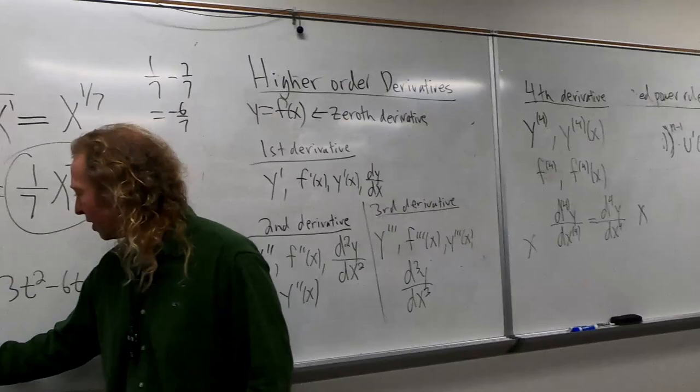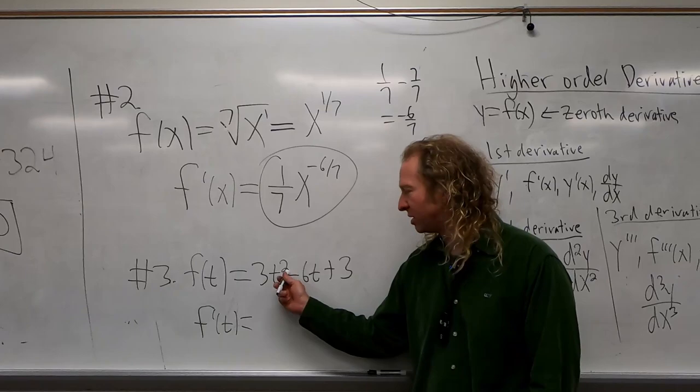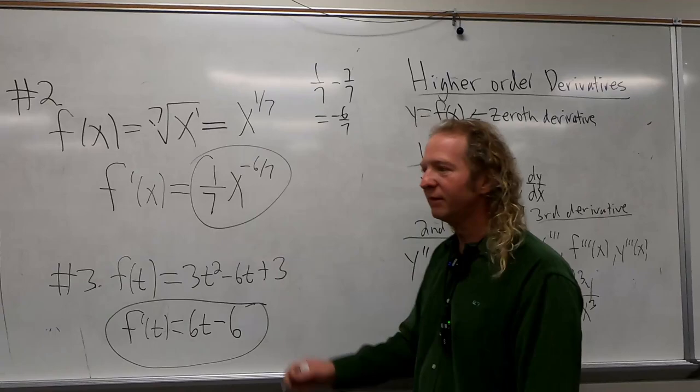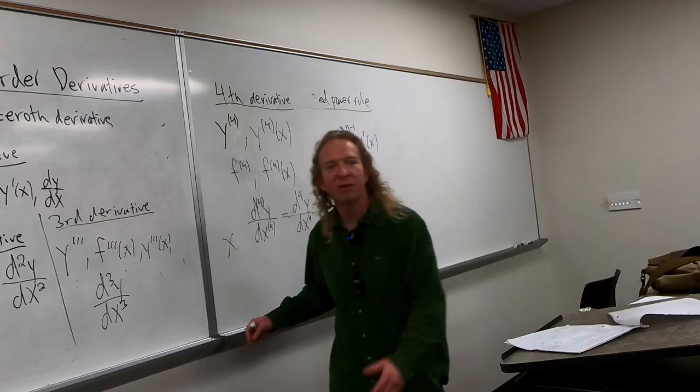So f prime of t. So you just use the power rule, right? 2 times 3, so it'll be 6t minus 6. What about the 3? 0. That's it. I know, they're easy, but we want to do easy first, right? Just to warm up. Let's do number 4.